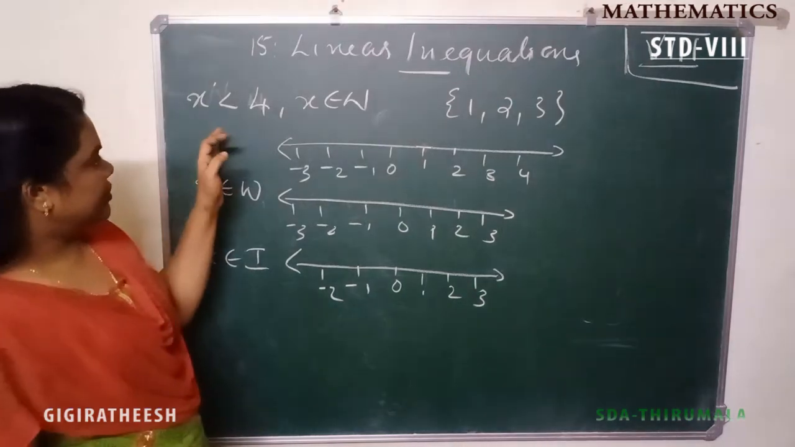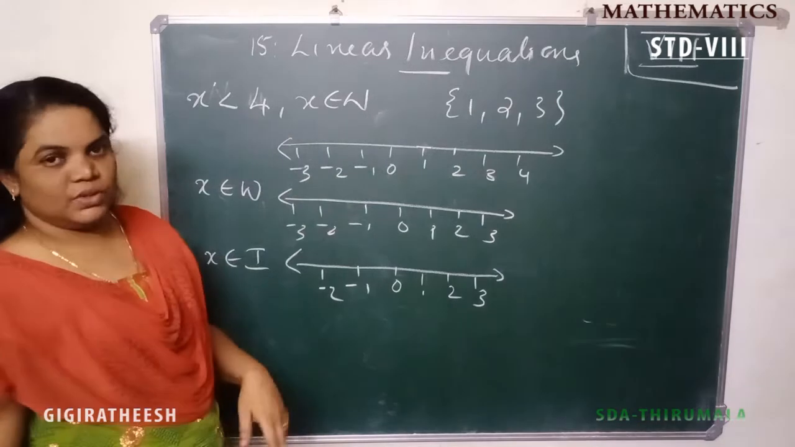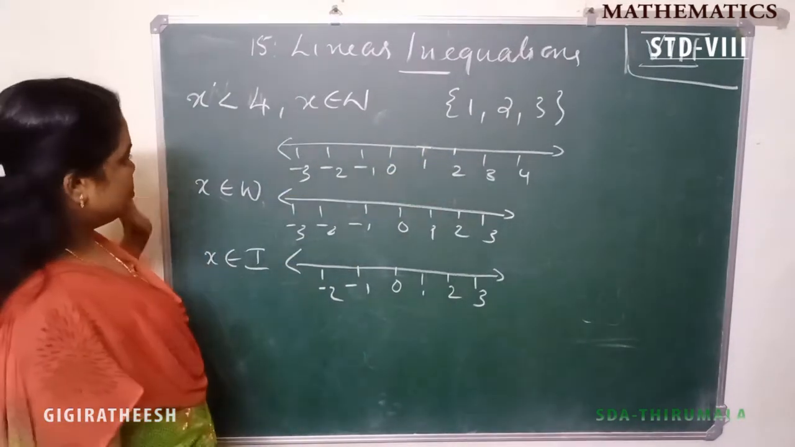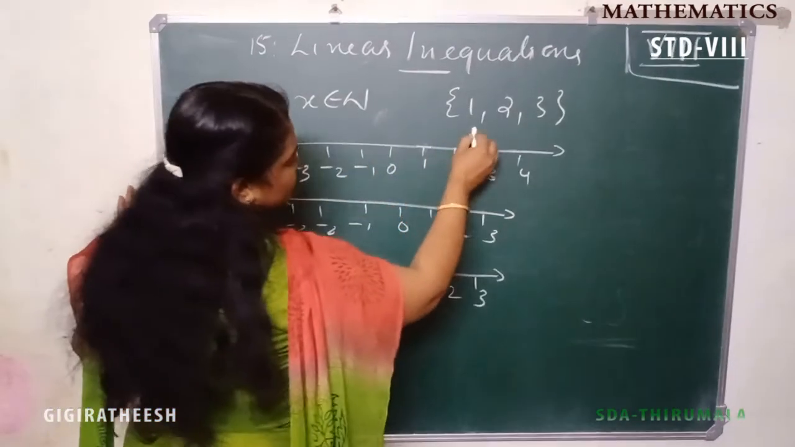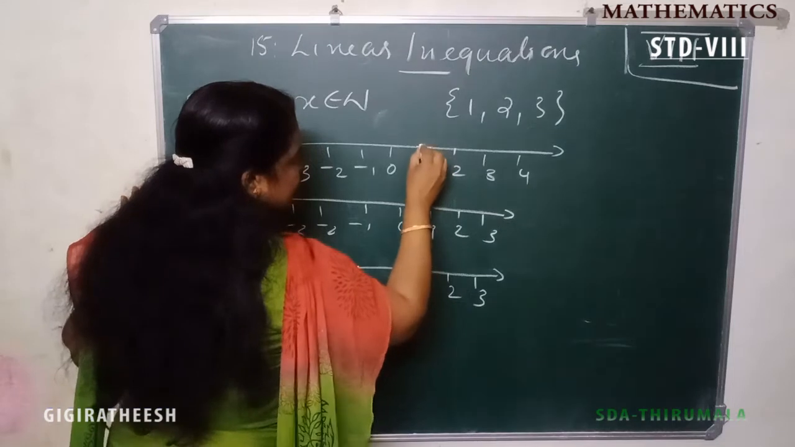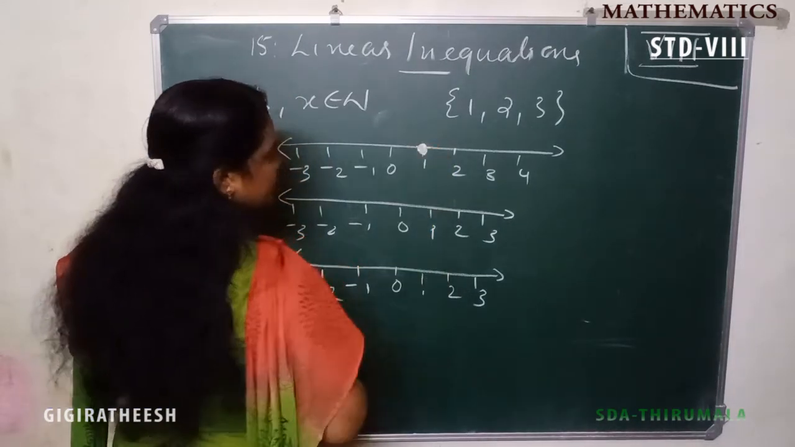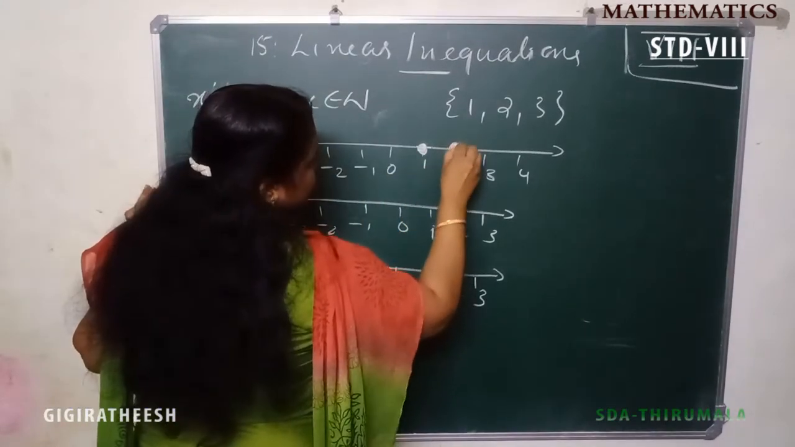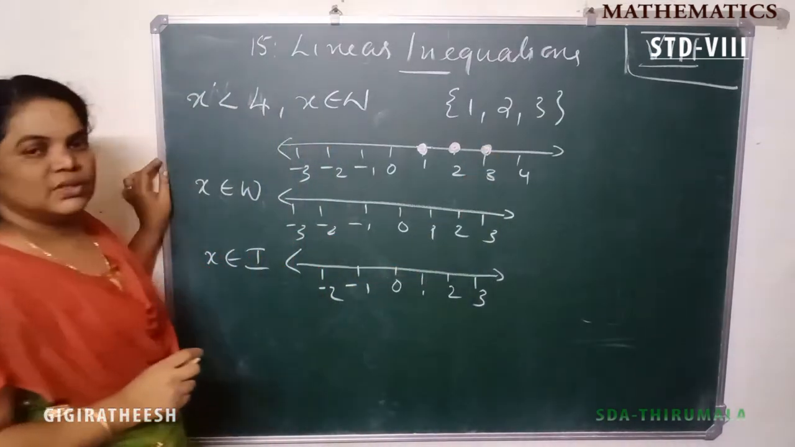For example, if x is less than 4, x an element of the natural numbers, the solution set is equal to 1, 2, 3. We know about the solution set. How can we represent it? The solution set is 1, 2, 3, so we take it as a bubble on 1, then 2, and then 3.